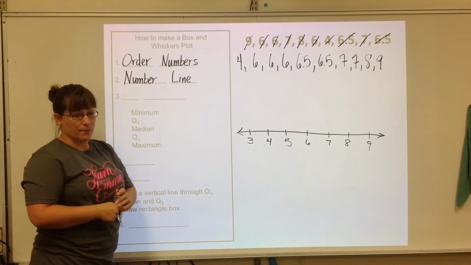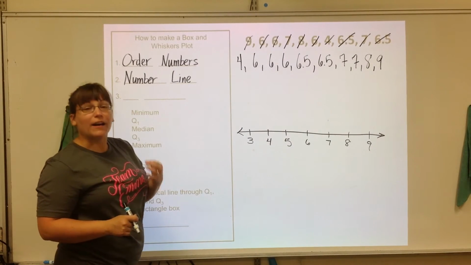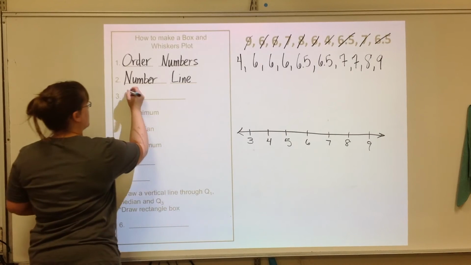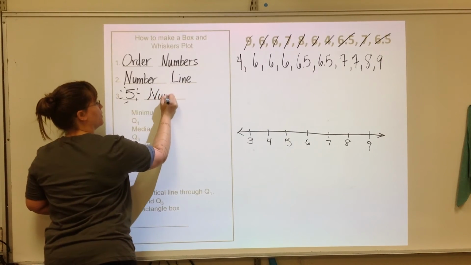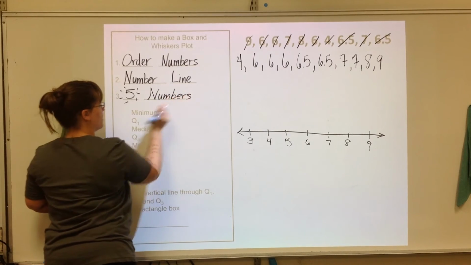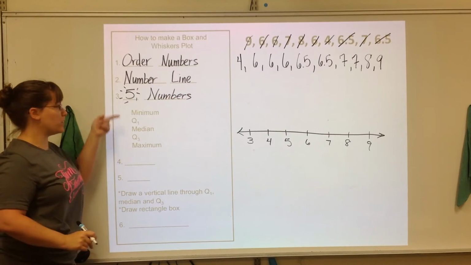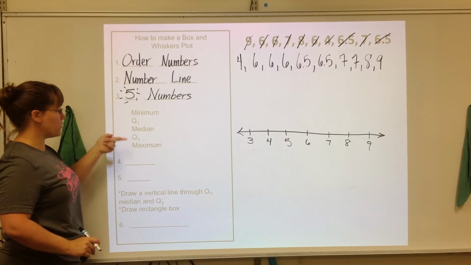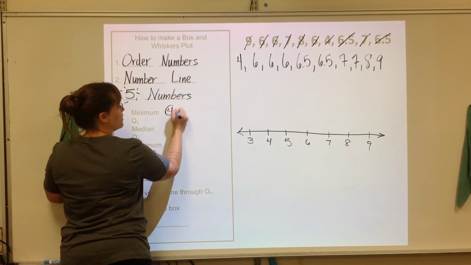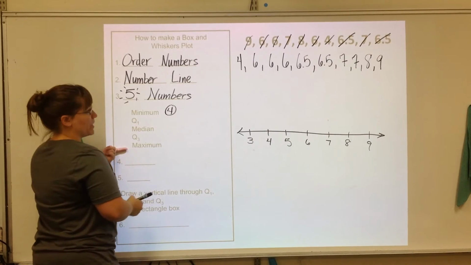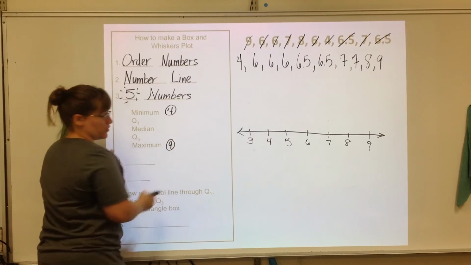The third step is to actually find the 5 numbers that we need. What are the 5 numbers? Here they are right here on your notes. We need to find the minimum, Q1, median, Q3, and maximum. So minimum, right away, in this case is 4. The maximum is 9. Those are the easy ones.